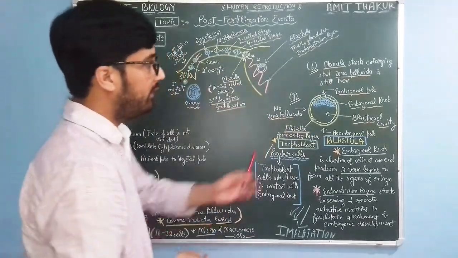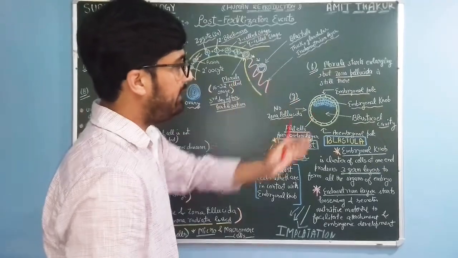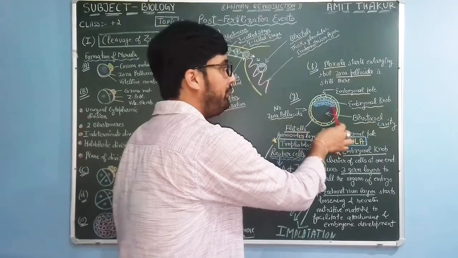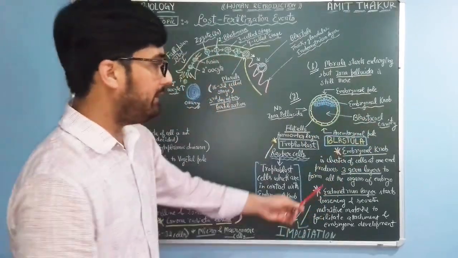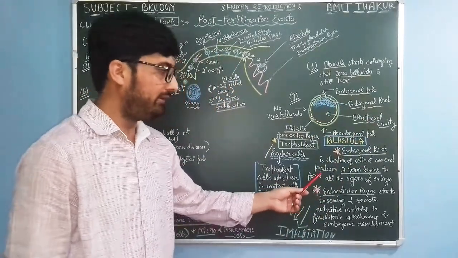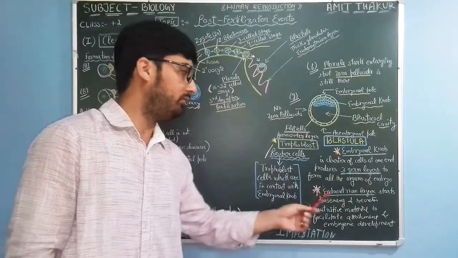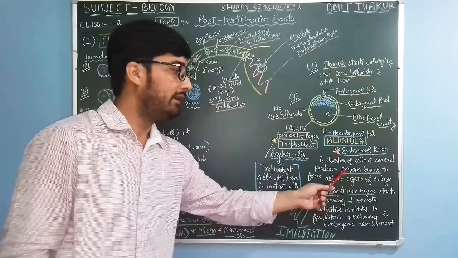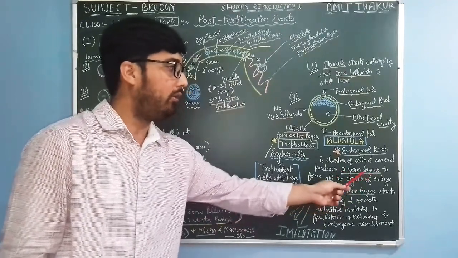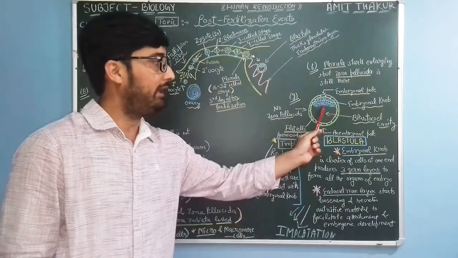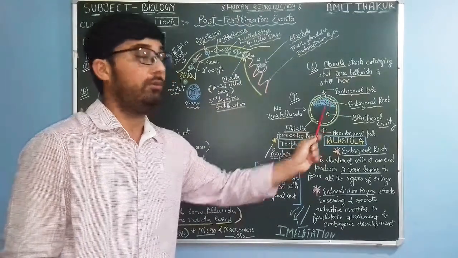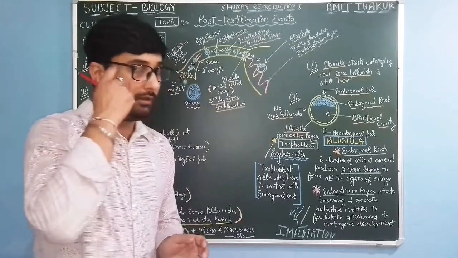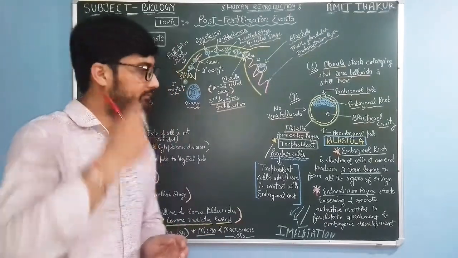Okay, and at this embryonal knob, you can see this cluster of cells known as the embryonal knob. This actually produces 3 germ layers to form all the organs of the embryo. These 3 germ layers are formed by this cluster of cells known as the embryonal knob: ectoderm, endoderm and mesoderm.